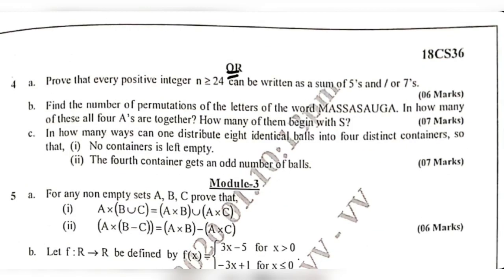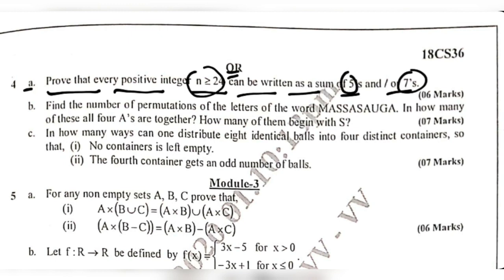Coming to the OR part, we have 4a. Prove that every positive integer which is greater than 24 can be written as a sum of 5s and 7s. Okay, so there is a procedure for it. The question can be altered in some other way, like sum of 3s and 8s, and n is greater than 12, but the procedure remains the same. So let's see how to approach this question.